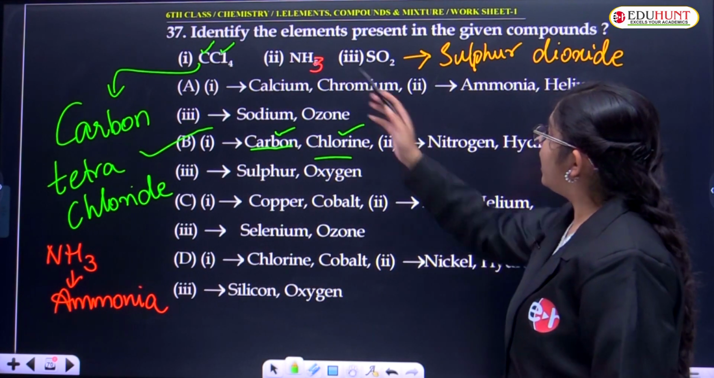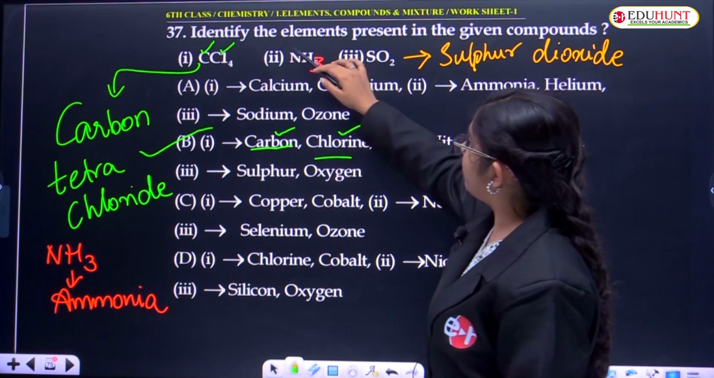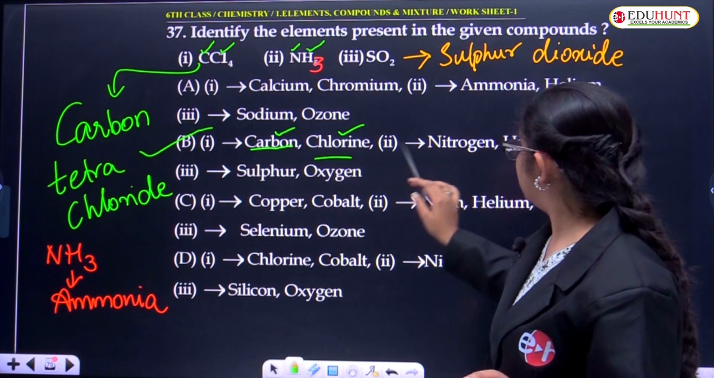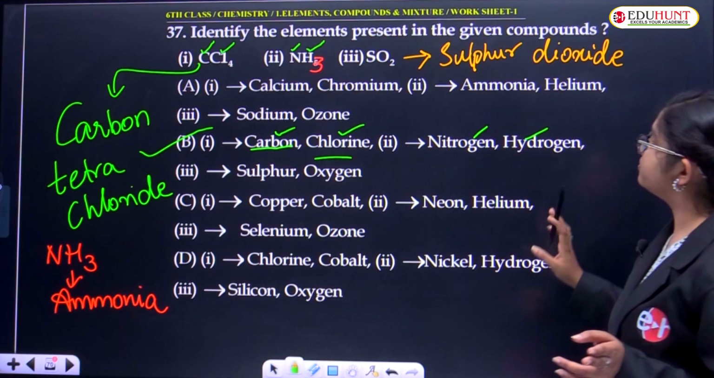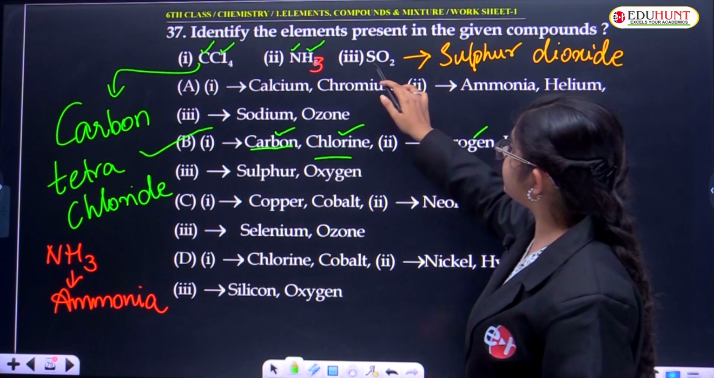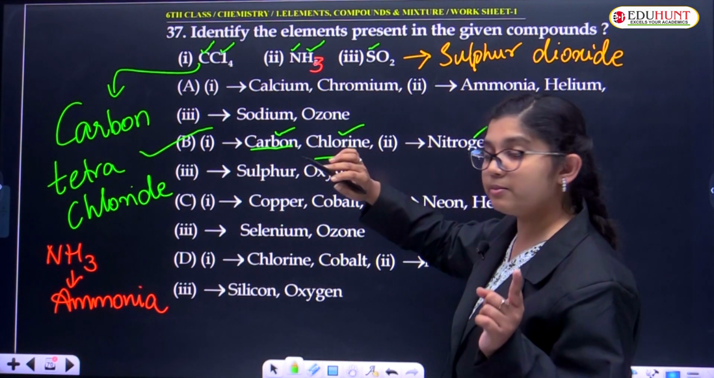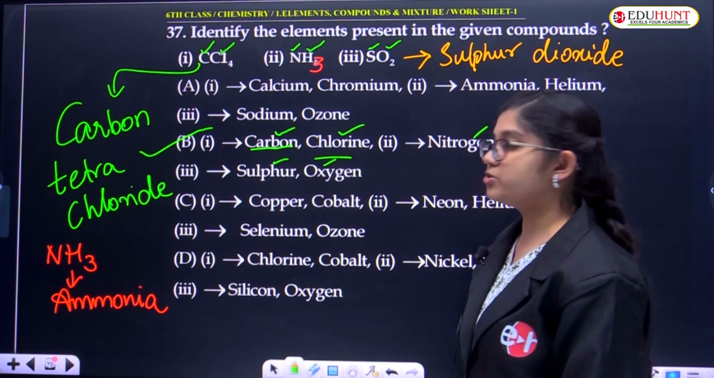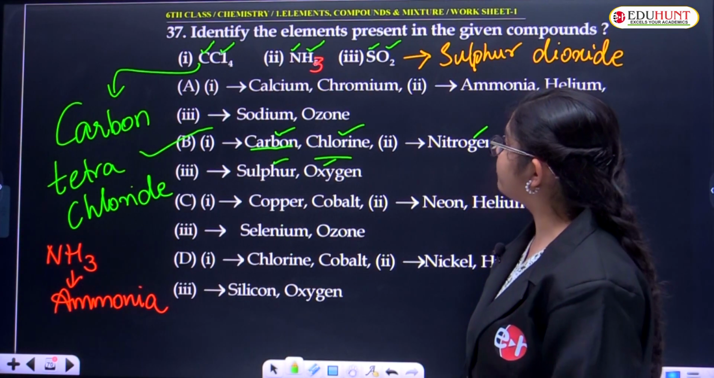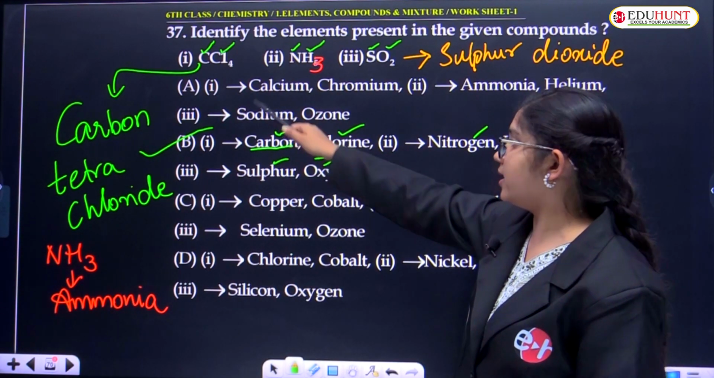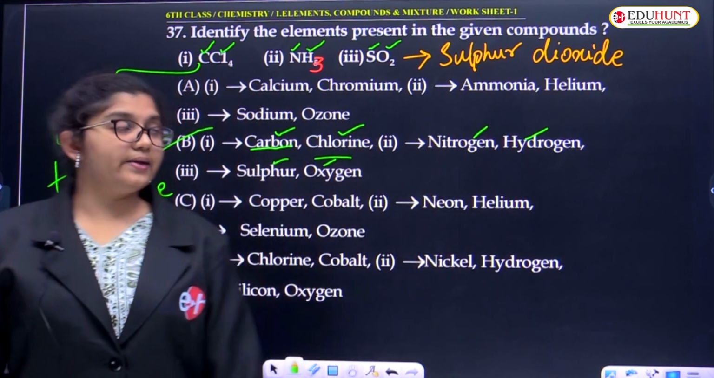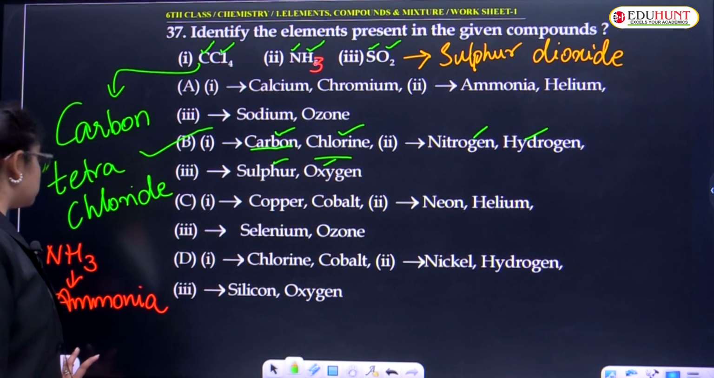Ammonia, NH3, has nitrogen and hydrogen. 2 elements are there. Very good. And the third, sulfur dioxide, has sulfur and oxygen. 2 elements. So the option is B, with sulfur dioxide, ammonia and CCl4 containing these elements in the molecular formula. Okay, moving to next question.